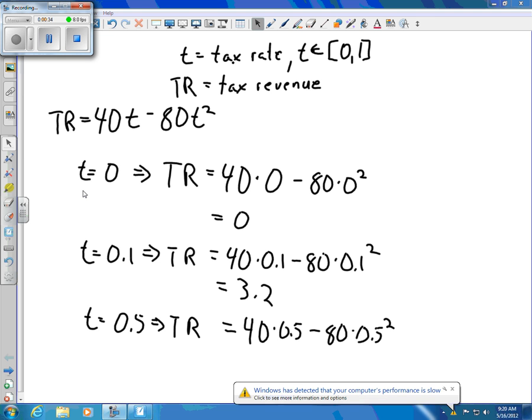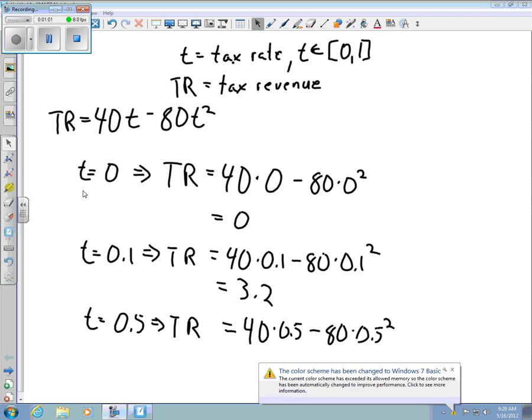So what you wind up with, if the tax rate, little t, is 0, then tax revenue, plugging in little t, is equal to 0. If you raise that tax rate a little bit to 0.1 or 10%, then the tax revenue would be 40 times 0.1 minus 80 times 0.1 squared, and that would generate $3.2 in tax revenues.